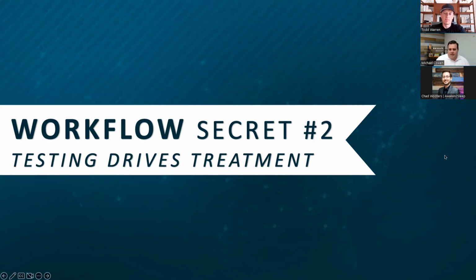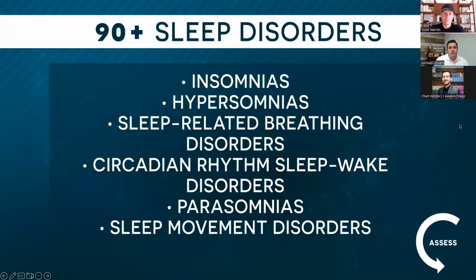Second workflow secret here: testing drives treatment. Well, first off, I'm going to give you two questions. You need to know what you're testing for. There are over 90, almost 100 diagnosable sleep disorders. That's a lot. If you're testing for something neurologic in etiology and you don't have a test that tests their neurology while they are sleeping at night, meaning EEG wires on their head, you're doing the wrong test.